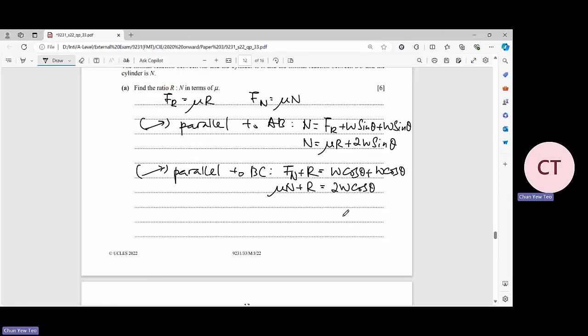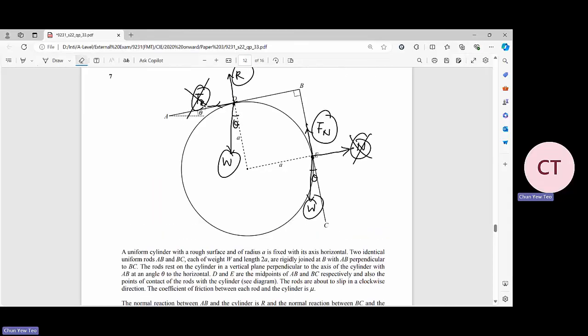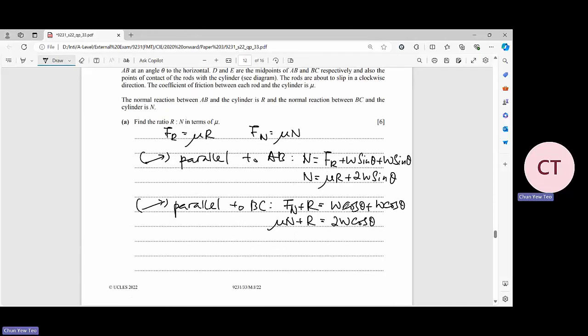It seems like we still cannot get the answer yet, because we have unknowns here and can't do anything with them at the moment. So we need to use one more tool: we take the moment. You can take the moment at anywhere you like: at D, at E, at the center, or at B. Over here, I will take the moment about the center.